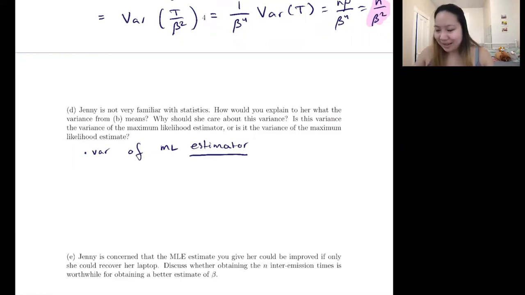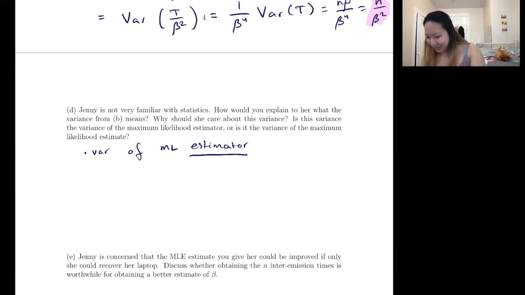You should repeat that mantra in your head: the estimator can move around before you plug in, and then it becomes an estimate. Okay, so how would you explain to her what this variance means?